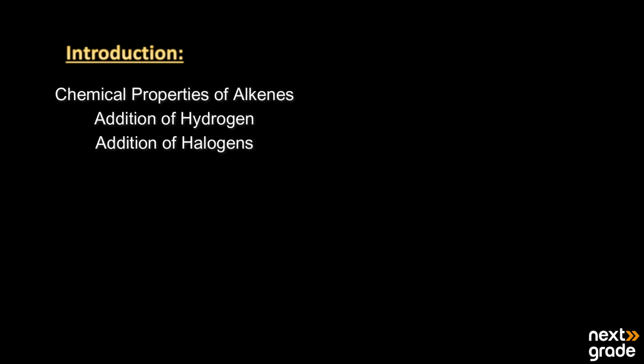Chemical properties of the alkenes, and we will discuss here the two chemical reactions that are going to be done by the alkenes. First one we have halogenation and the second one we have hydrogenation. So let's have a look at what is meant by hydrogenation and halogenation. So, chemical properties of the alkenes.